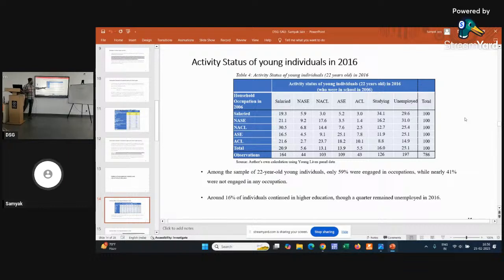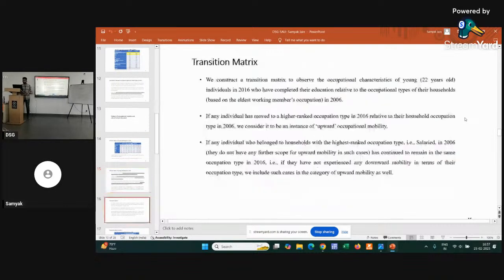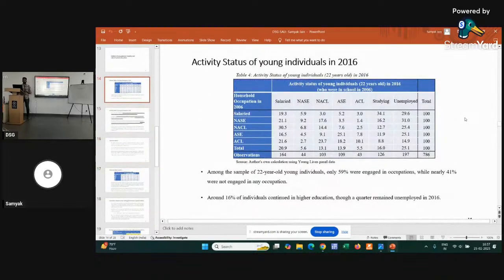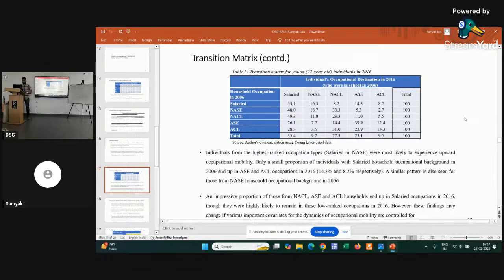However, those in lower category occupational types were least likely to continue in higher education or to stay unemployed. If we simply look at those who were continuing in occupations, we find an interesting pattern. Those from salaried households, 53% of them continued in salaried occupations. Those from NACE occupations were able to move from NACE to salaried. But an interesting pattern is that those belonging to lower category occupations were also able to move to salaried occupations. The main purpose now is to see how education empowers them to make this transition.